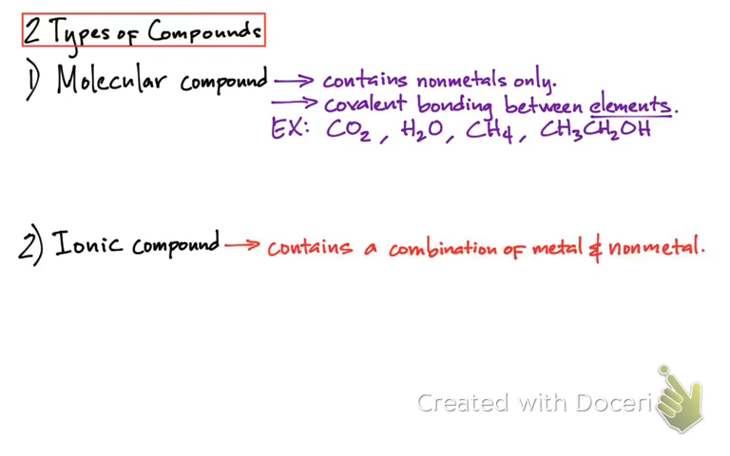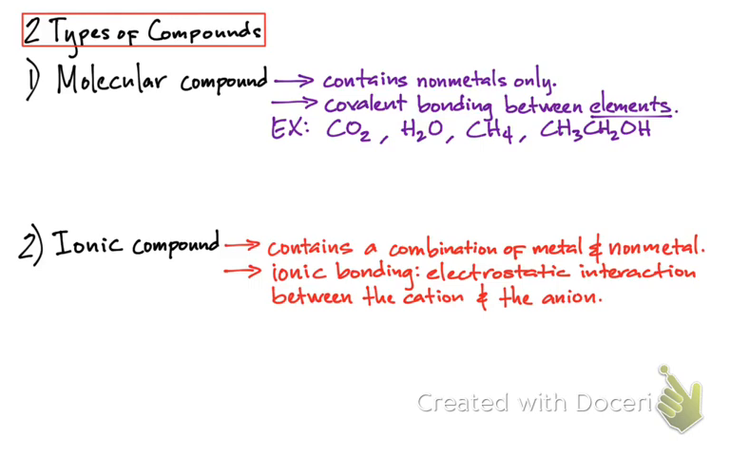Ionic compound, on the other hand, consists of a combination of a metal and nonmetal. Okay, and so because it's composed of a cation and an anion, you have what they call an ionic bond, or an electrostatic interaction between the ions. So if you remember, metals tend to lose electrons, and so they form a positive charge known as cations, right? Whereas nonmetals, they tend to gain an electron, which gives them a negative charge, and they're called anions.